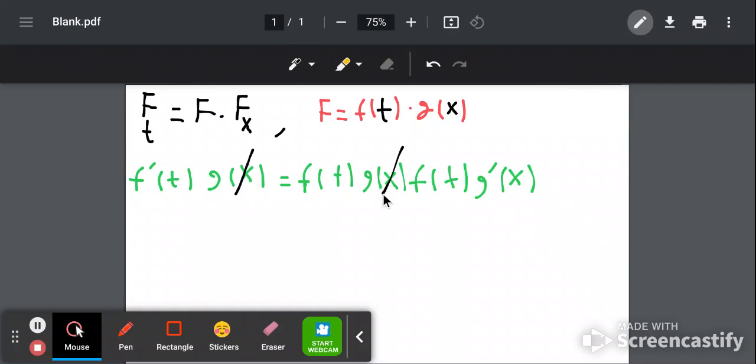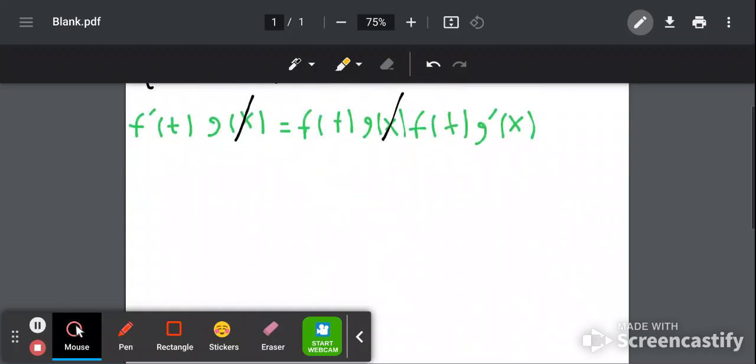To clean this up, I'm going to divide both sides by f of t times f of t, so we have one side in terms of t and one side in terms of x. So we get f prime of t, and I'm going to write f of t times f of t as f of t squared, and this is equal to g prime of x.